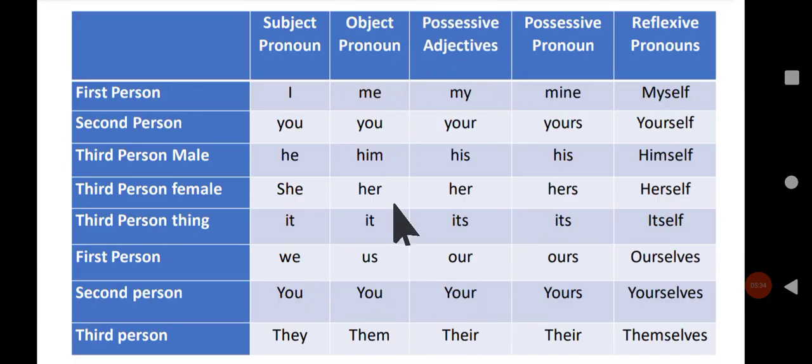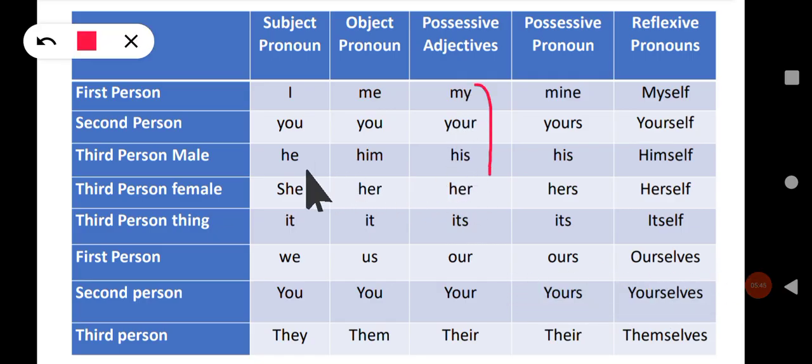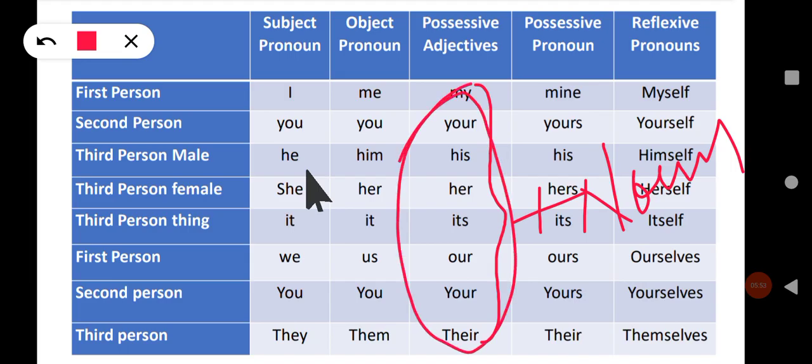Next, possessive adjectives. They are called by the name adjective because along with them any noun can be used. After all of these pronouns you can use a noun. That's why these are called adjective pronouns. We also say possessive adjectives: my house, your pen, his notebook, her car, its wings. Next, our place, your umbrella, their house. So after all of them we are using noun forms.